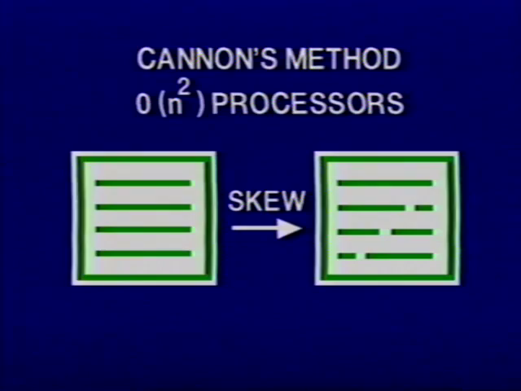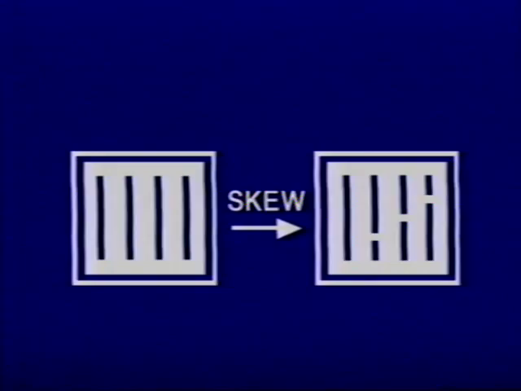The first source array has its rows skewed, and you will see that each row is skewed by a different amount, depending on its row number. And similarly, the columns of the second array are skewed, depending on their column number. Now, we will take these two skewed arrays and overlay them, and the result looks like this.